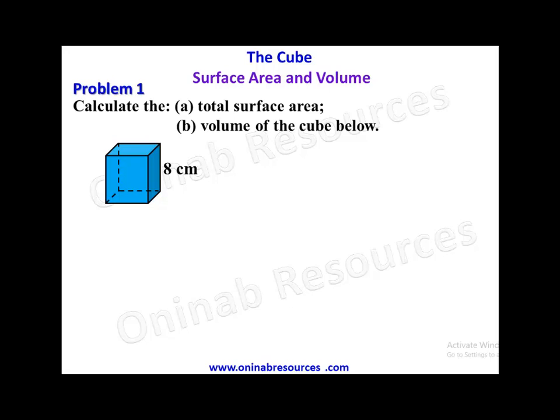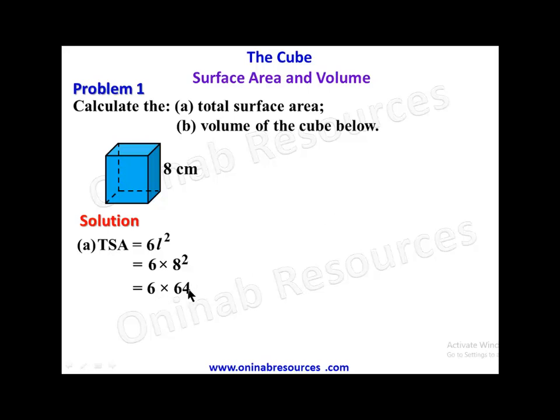So problem 1, calculate A, total surface area, B, volume of the cube below. So the edge of the cube is 8 centimeters. So in our solution, we have to calculate the total surface area, TSA, and we said it is 6L squared, and our L here is 8. Substituting L equal to 8, we have 6 times 8 squared. 8 squared is 64, so we have 6 times 64.